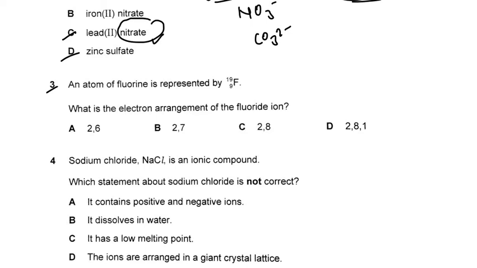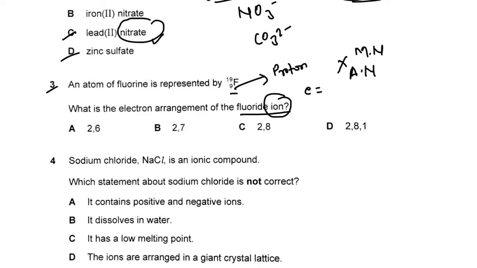Question number 3. An atom of fluorine is represented by this. When I am representing a number here, what does this tell you? Atomic number. And what does this tell you? The mass number. Now what is the electronic arrangement of the fluoride ion? Read the question carefully. They are talking about ions. From this data, this is the atomic number, which is the proton number. For the atom, the proton number is equal to the electron number, right? So if it was an atom, there would be 9 electrons.